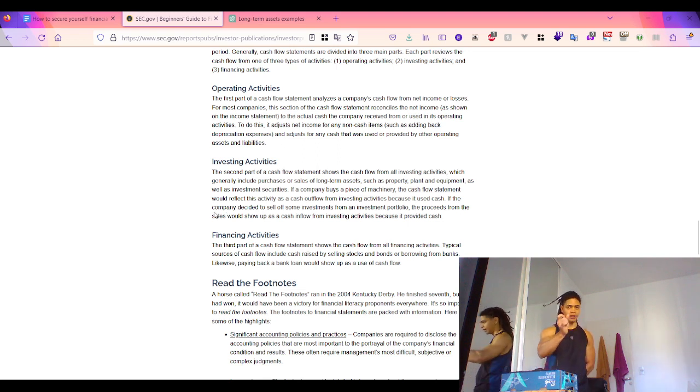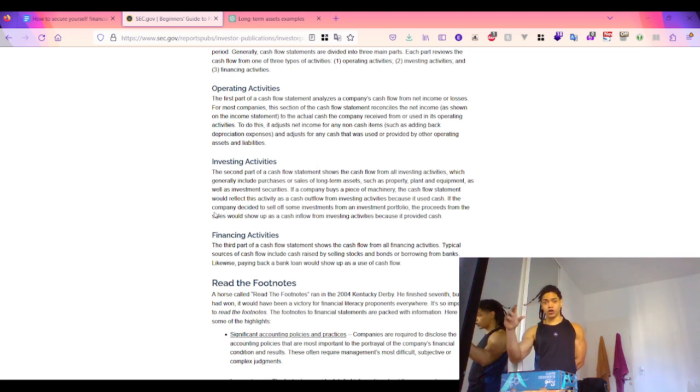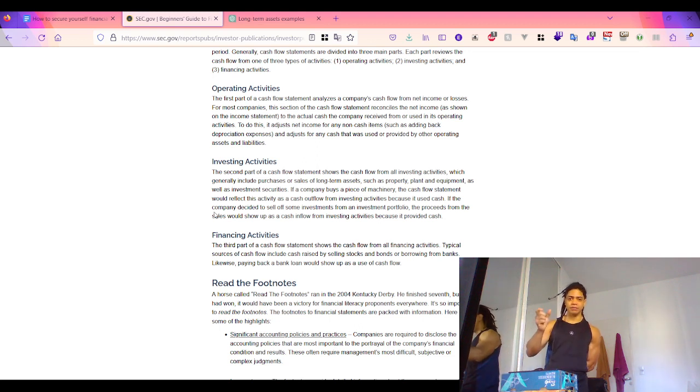Why? Because investing activities, which is the second part of the cash flow statement, generally include the purchase or sale of these long-term assets, whether it is the purchase or sale of intangible assets, patents, trademarks, copyrights, goodwill, trade secrets, property, plant, and equipment, right?